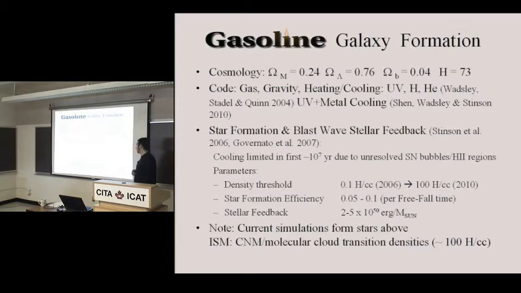And the numbers that we use have tended to increase over time. So 5 by 10 to the 50 ergs per solar mass of stars actually corresponds to about 100% efficiency if the initial ejection is solar supernova. But when you include the role of UV and radiation pressure and so on, then it's a fraction of the total energy available. So this is the entire recipe.